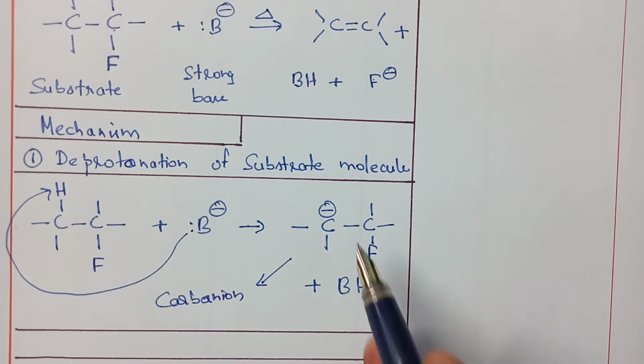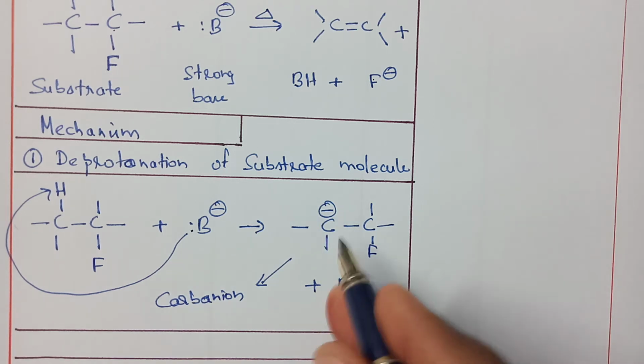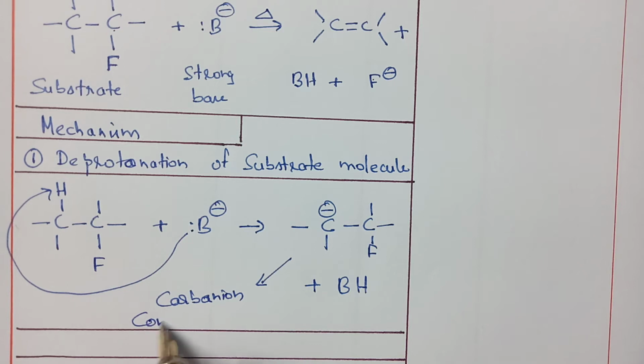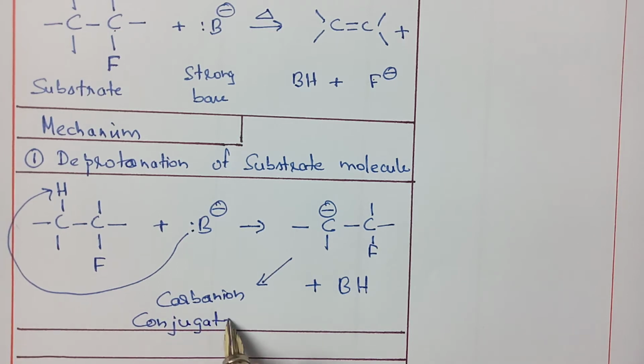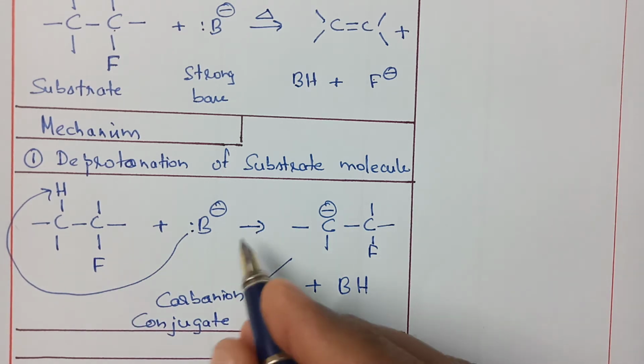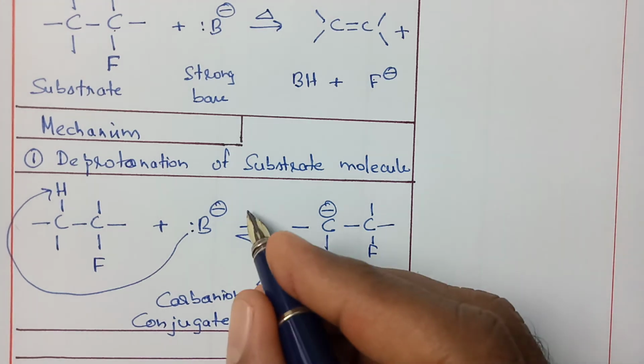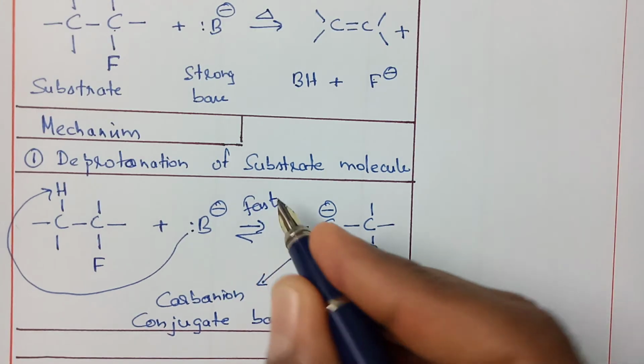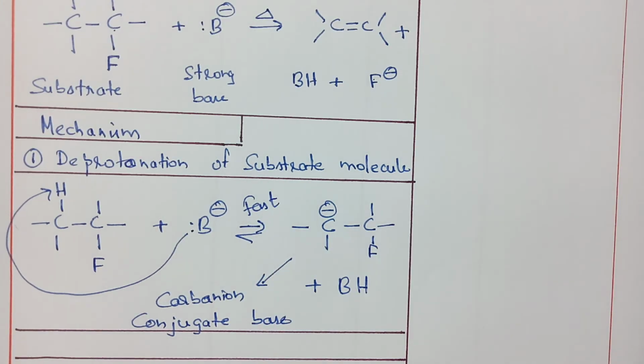When we compare this carbanion with this parent molecule, it has one hydrogen less. Therefore we have to call this ion a conjugate base. It is the conjugate base of the original substrate molecule. This process is a reversible process and it will occur fast. Therefore very quickly we will get this carbanion. This is the first step.